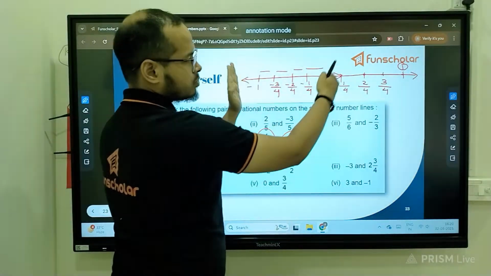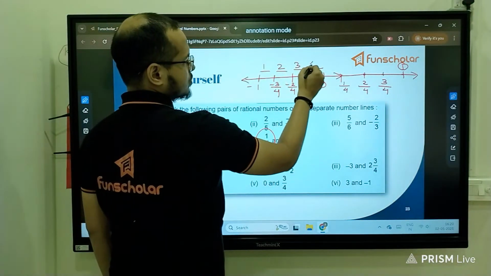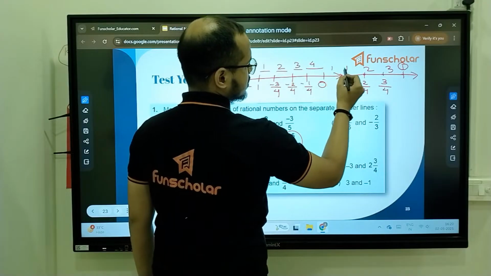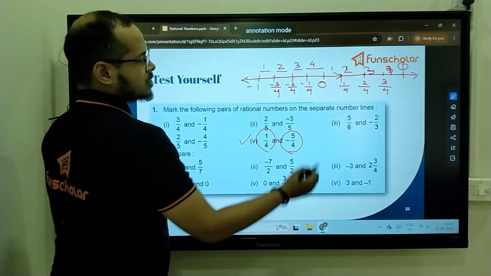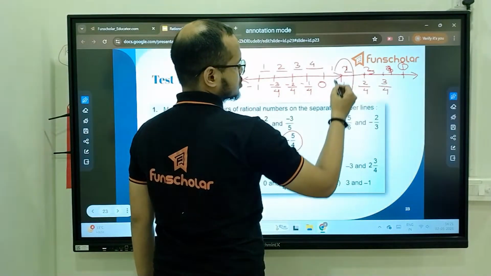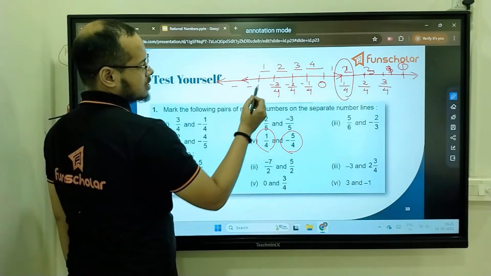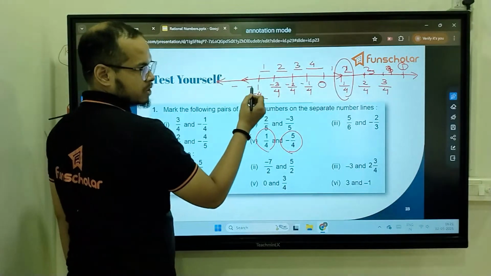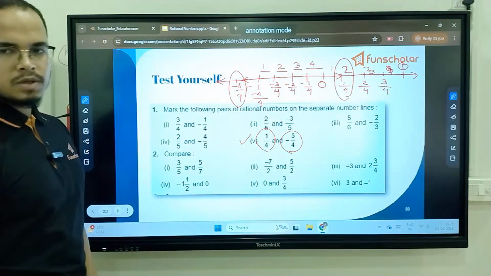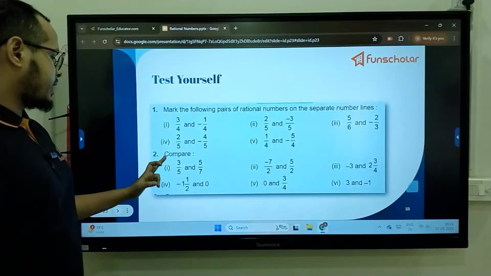Between 0 and 1, if I divide into 4 equal parts: first part, second part, third part, fourth part. So 0 to 1 by 4 is 1 part, 2 by 4 is 2 parts, 3 by 4. We have to mark 1 by 4 and minus 5 by 4. For 5 by 4, we have to stretch the line again. This is minus 4 by 4, which gives us minus 1, and then this will be minus 5 by 4. We'll keep on stretching the number line until we find our number. That's it.